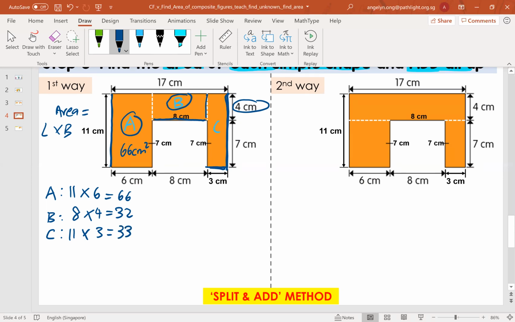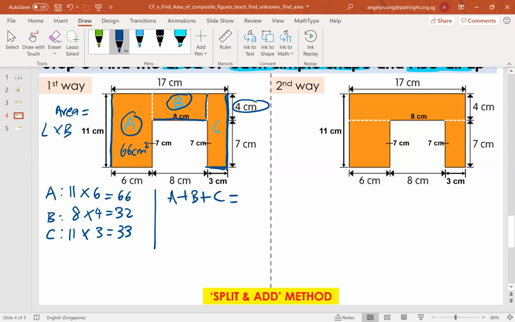Okay, so this is what we will do first. Find the areas of all the simpler shapes, A, B, C. And then the second part is to add them all up. So we're going to take A plus B plus C.